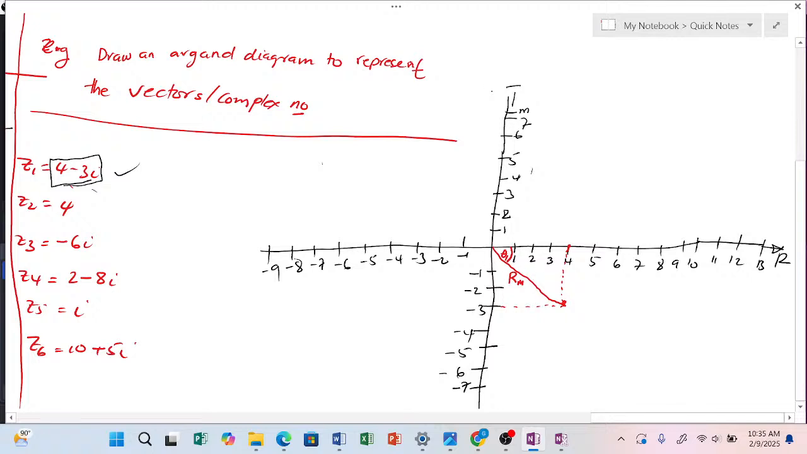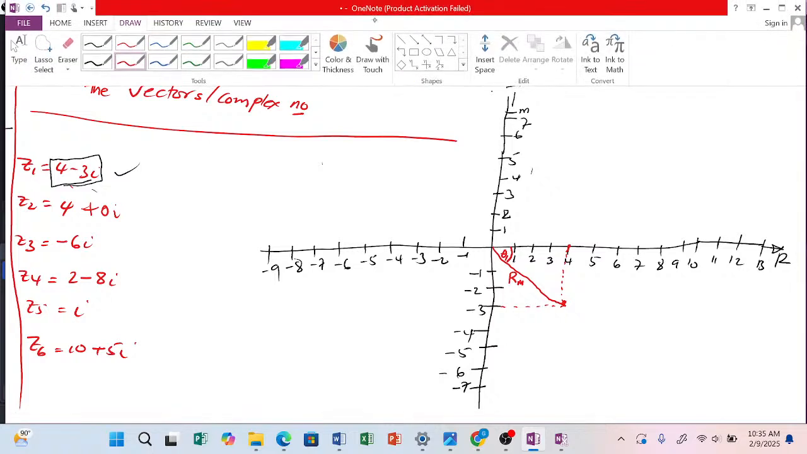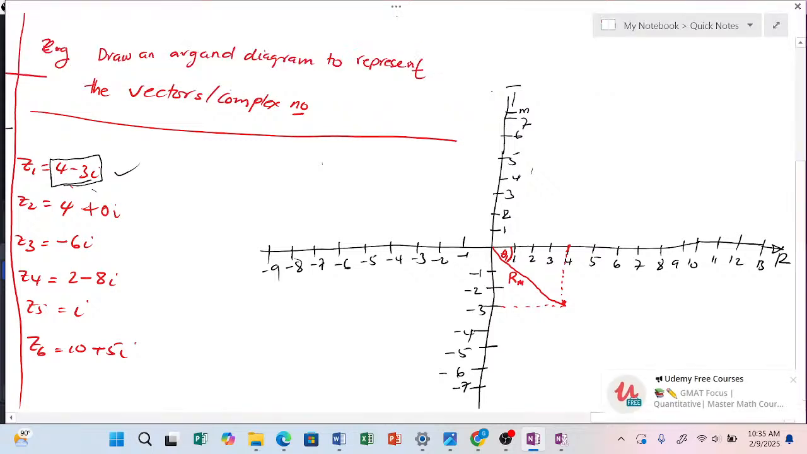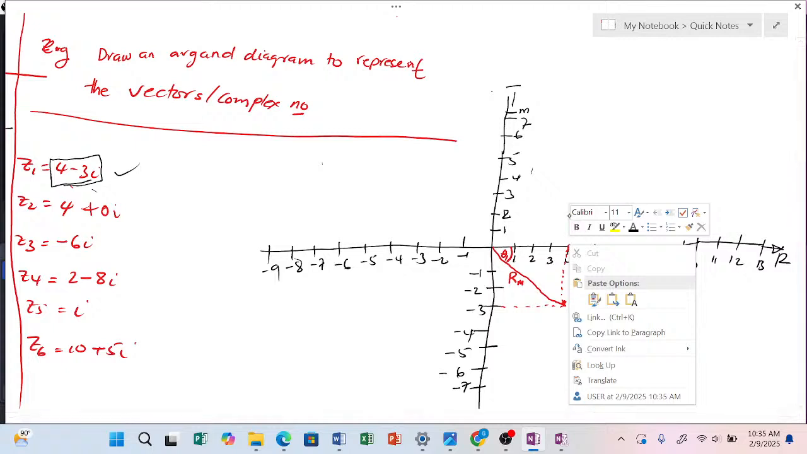Now let's take complex number 2. This complex number is a complex number. It's because you are not seeing the i because the i is 0. So this complex number is 4, but it's the same as 4 plus 0i. Do you get it? So how do you represent this on the Argand diagram? Let me use green. So the real part is 4. Here it is. And the imaginary part is what?